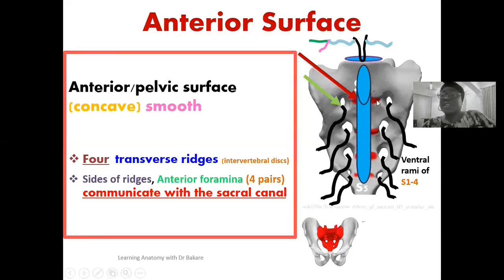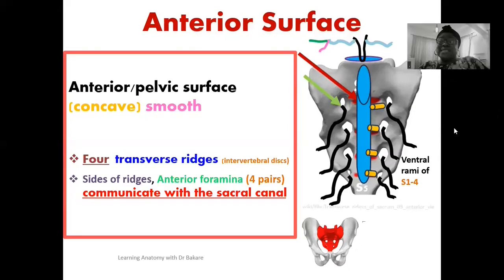This sacral canal is seen to be connected with both the anterior and posterior sacral foramina, and this is what is highlighted here in yellow. So you have it connecting to both the anterior sacral foramina created here at the anterior surface, and also the posterior sacral foramina created at the posterior surface.